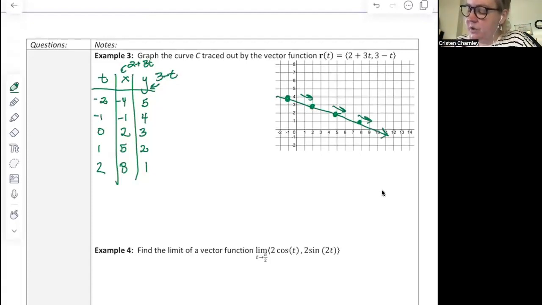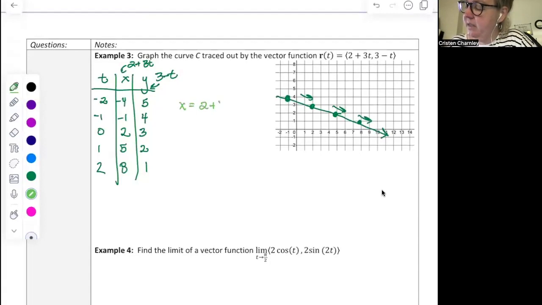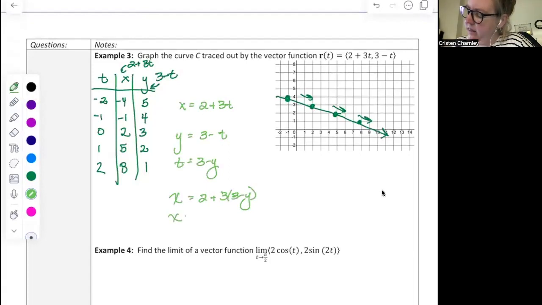The other thing that you could do is to do a little bit of replacement substitution. So if I know that x is equal to 2 plus 3t, and I know that y is equal to 3 minus t, I could solve the second equation for t pretty easily. I'm going to switch the t and the y. So t is equal to 3 minus y. So if I start with my x equation, I've got 2 plus 3 times 3 minus y, 2 plus 9 minus 3y. So x plus 3y equals 11. This is the equation of the line.